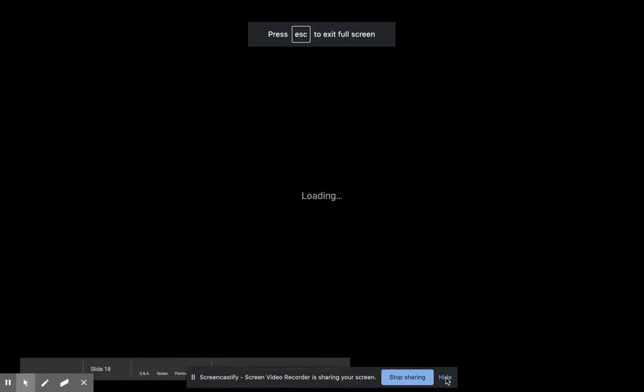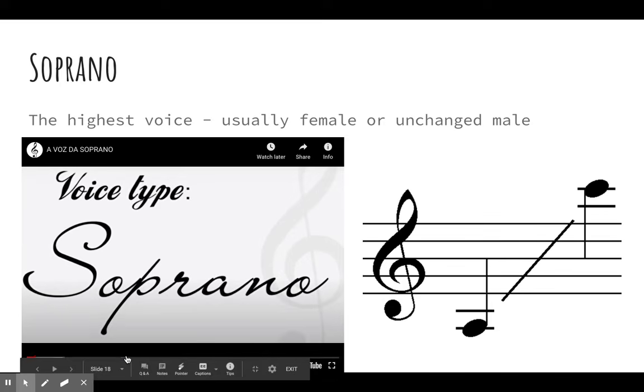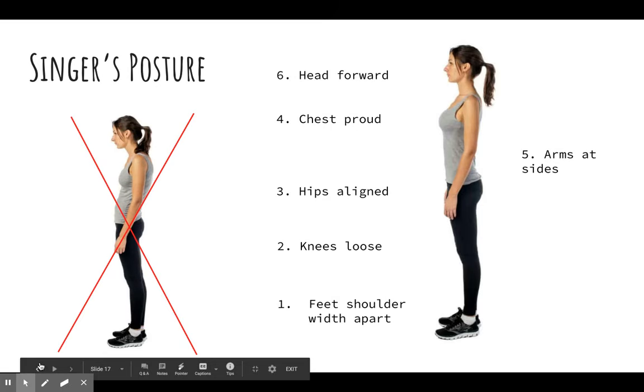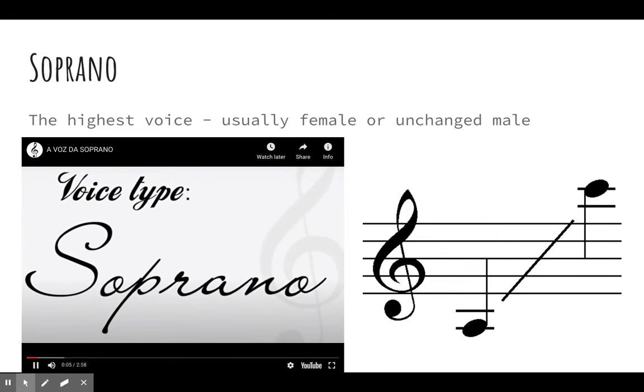All right, y'all. Today's lesson is about voice parts in our choir. So we all have a little bit different voices, and we're going to go through some of them. Here's the highest. It's a soprano voice.